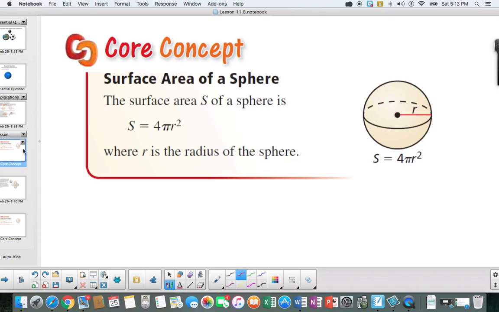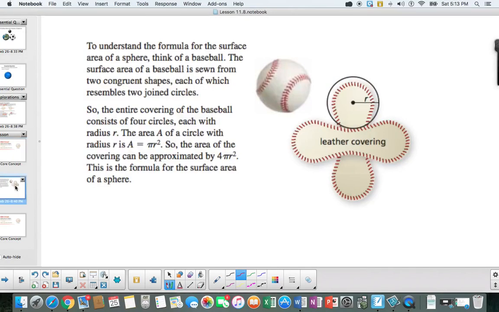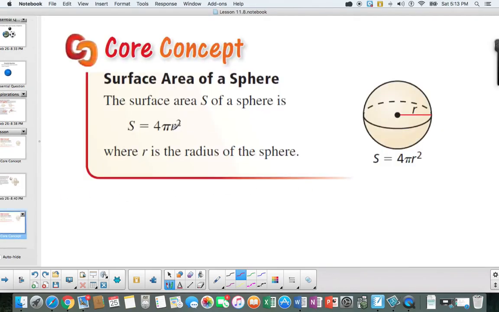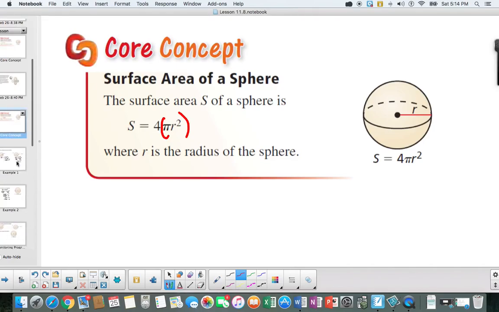Surface area of a sphere is S is equal to 4 pi r squared. Let me give you a model that'll help you remember this. Think of the cover for a baseball. If you were to pull it apart, the area would be about 4 circles. And that's again what the formula is saying: the surface area is 4 times pi r squared, 4 circles, using the radius of the sphere.